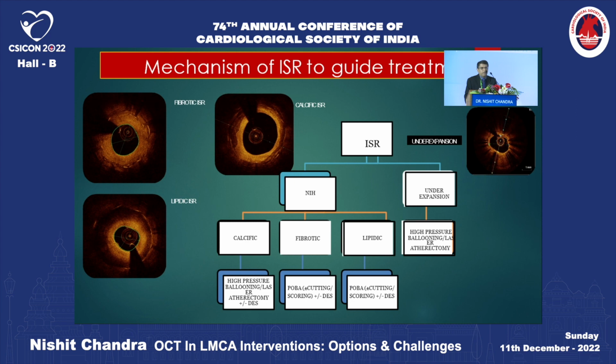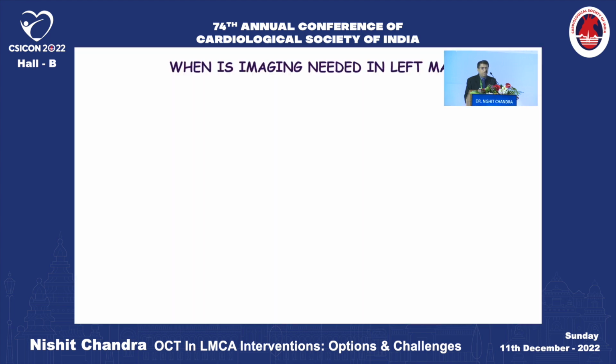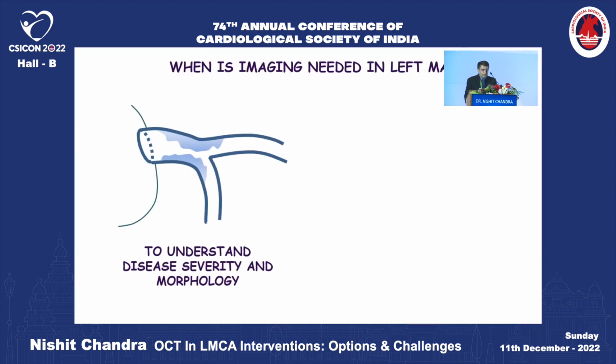None of it can be very easily diagnosed by intravascular ultrasound also. So when should we do an OCT while planning a left main? First, to understand the disease severity and morphology. But do we have data? What do the guidelines say?